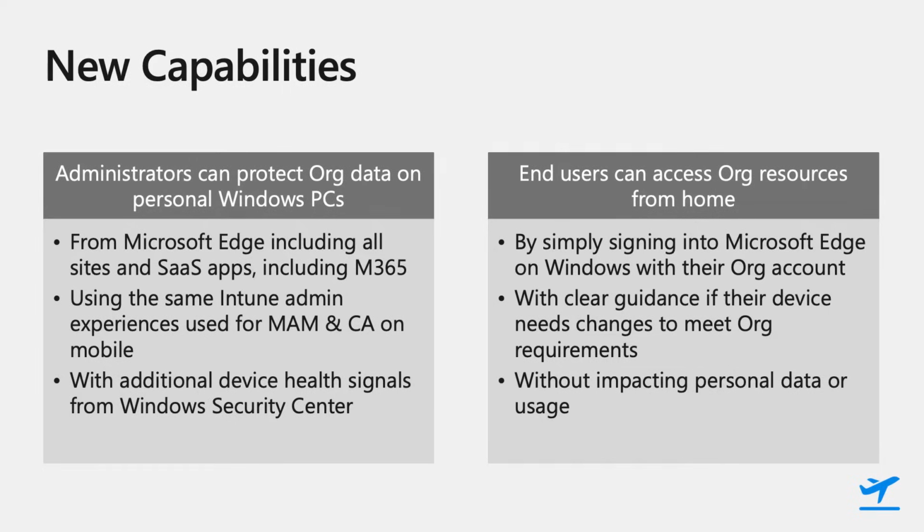From the end user perspective, the key benefit is being able to easily access org resources from their home or a personal device. The onboarding experience is very straightforward, very similar to what we offer on the mobile platforms, where the user can sign into an app such as Microsoft Edge with their organization's account and then have very quick and easy access to that data through any of the resources you can access in a browser. If there are changes that are necessary to meet your company's health criteria, the end user will be presented with very clear and easy to follow instructions on what they need to do and if any remediation steps need to be followed before they can get access.